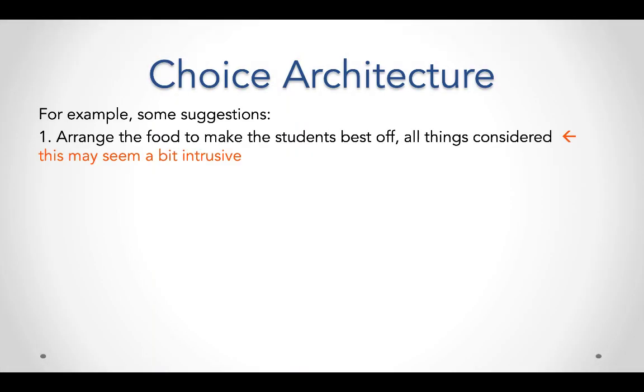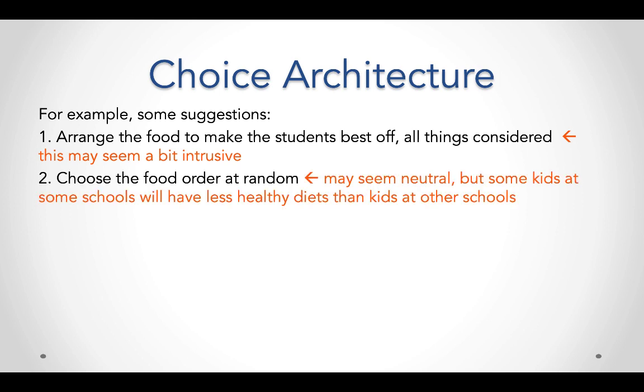So, okay, but let's take them one by one. Arrange the food to make the students best off, all things considered. That means that I have to intervene and dictate what people would eat, right? What kids would eat. So that's a bit intrusive, and we're kind of preserving free will without forcing people to do whatever we want them to do, but rather influencing them to make their decision on their own. So this is a bit intrusive.